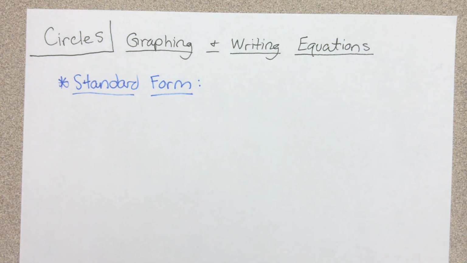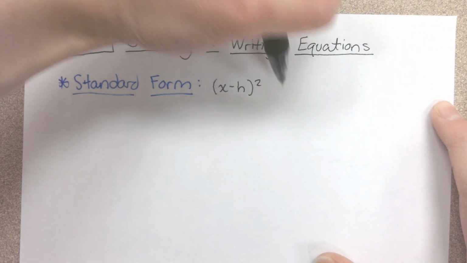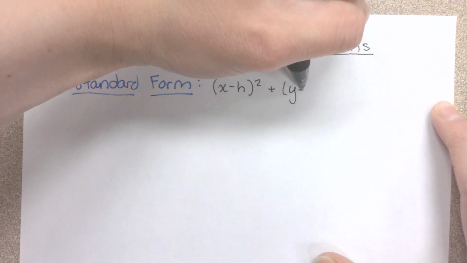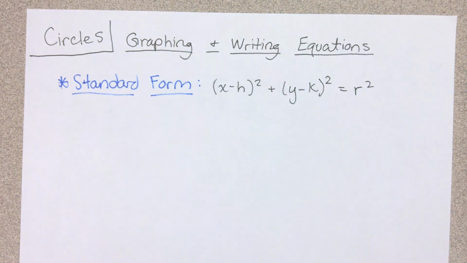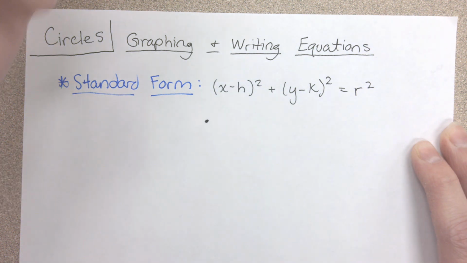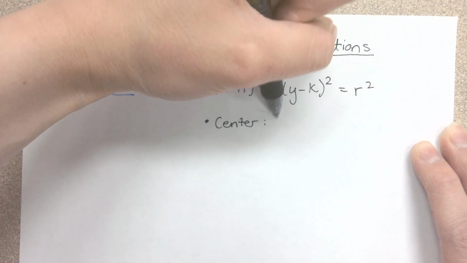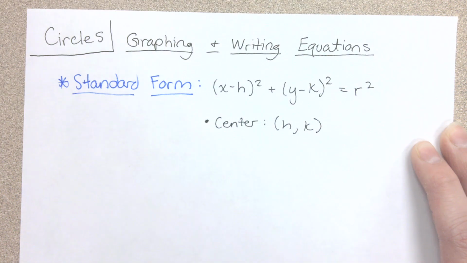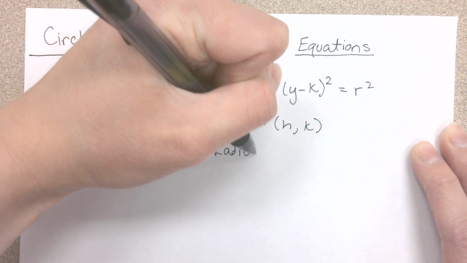The standard form of the equation of a circle is (x minus h) squared plus (y minus k) squared is equal to r squared, and there's two important pieces of information inside of this equation. First is the center point of the circle, that's the h and k. And then the r in the equation stands for radius.